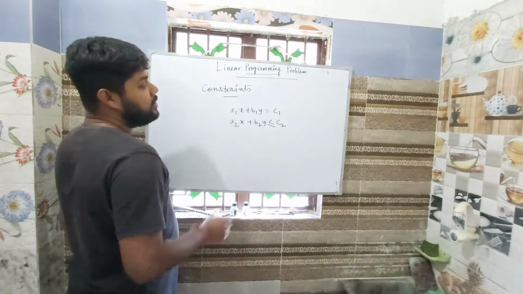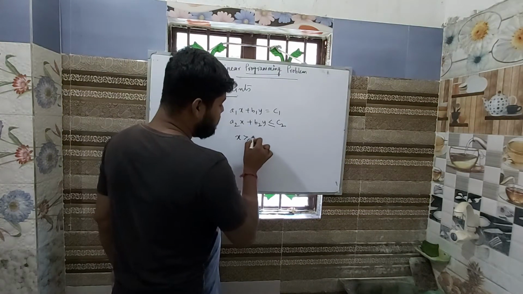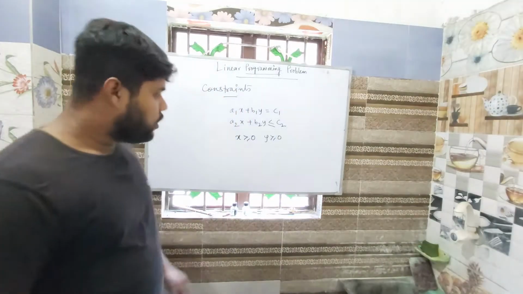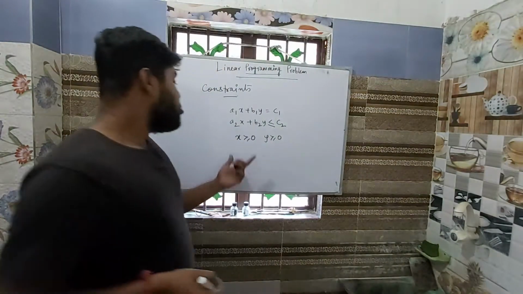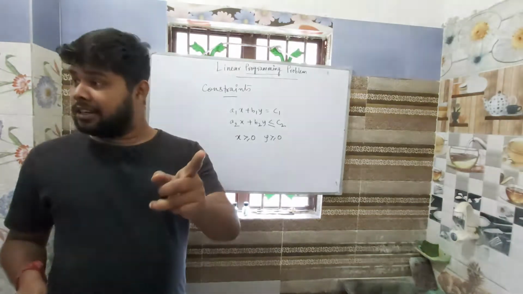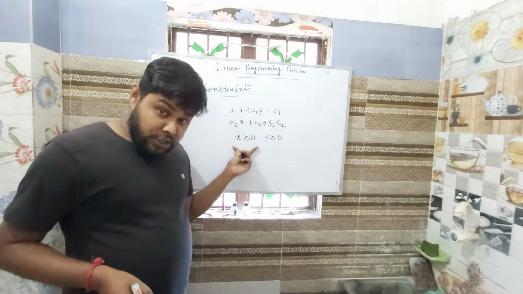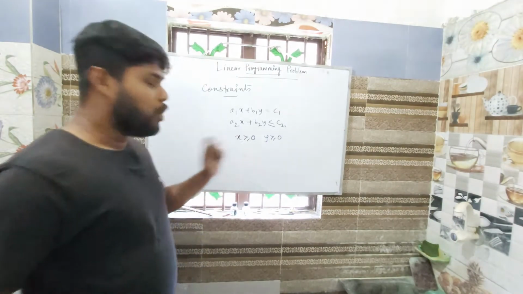Fine. And the most important constraint, that is x has to be greater than or equal to 0, y has to be greater than or equal to 0. Why? Because linear programming problem generally deals with real world problems, and in real world problems quantities can never be negative. So therefore it is necessary for us to consider that the decision variables have to be non-negative.